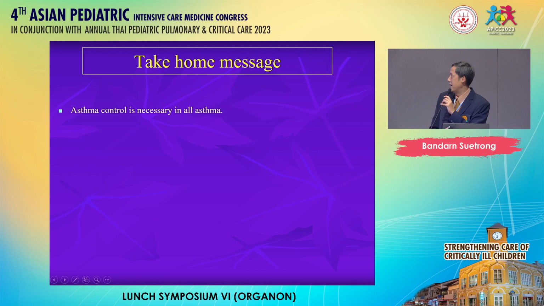So my take-home message is asthma control is necessary in all asthma. You do not use only short-acting beta-2 agonist alone in terms of asthma treatment anymore, because it makes the patient higher risk to asthma exacerbation, eventually asthma fatal death. And inhaled corticosteroid, to be honest with you, is the cornerstone of asthma control treatment.